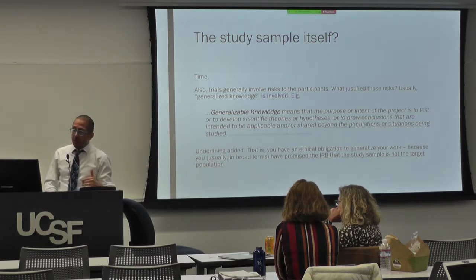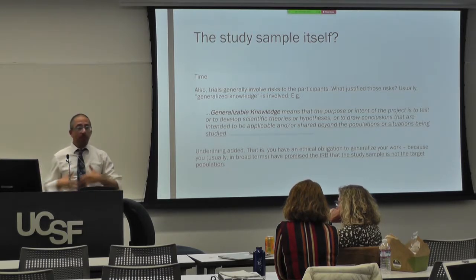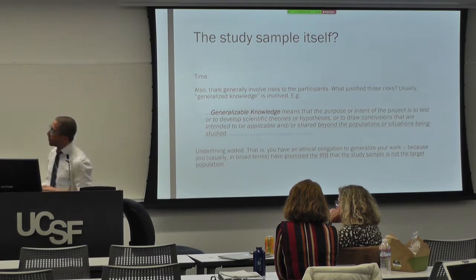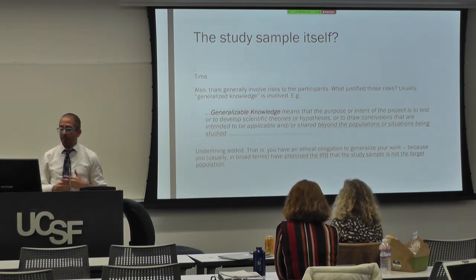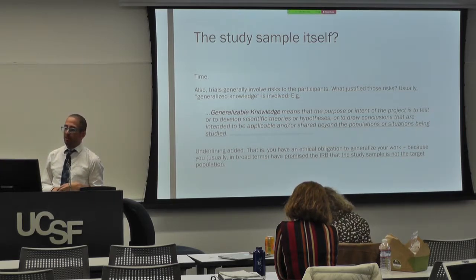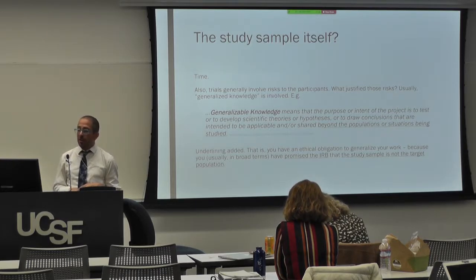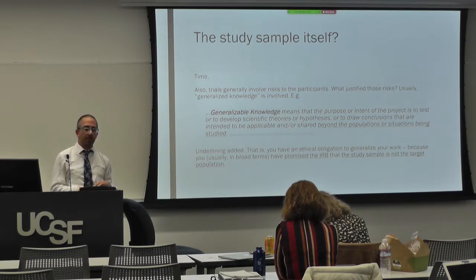But also, trials usually involve risks. And the way IRBs approve them is usually in terms of the generalized knowledge that you're going to generate. This is quoting from the BU IRB website. Generalizable knowledge means that the purpose or intent of the project is to test or develop scientific theories or hypotheses, to draw conclusions that are intended to be applicable beyond the populations or situations being studied.